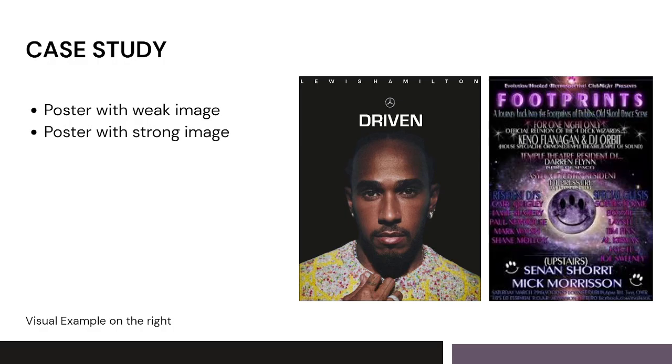There's a case study here: a poster with a weak image and a poster with a strong image. This is a poster with a strong image. This is Lewis Hamilton. He's an F1 racer, and his image is obvious and dominant in this poster. You can see the supporting text, driven, and the logo of Benz. I think this was done around the time when he was still a driver with Benz. And this is a poster with a weak image. There is an image here that looks like a happy emoji, but we are really struggling to understand what else this poster is all about due to the poor use of image.